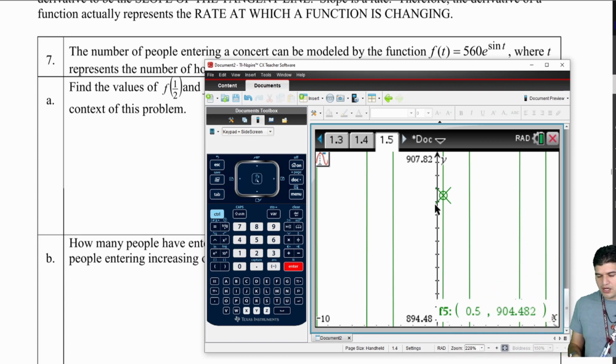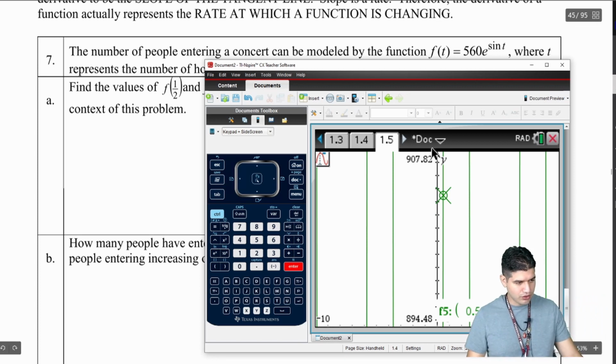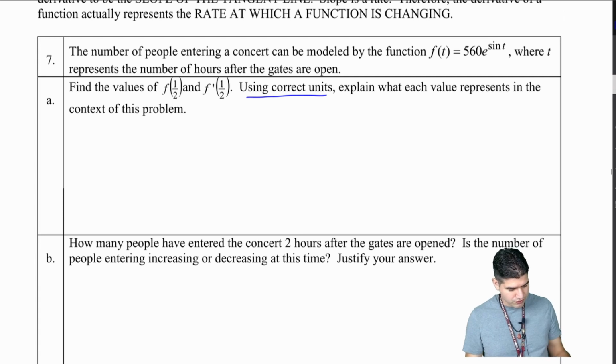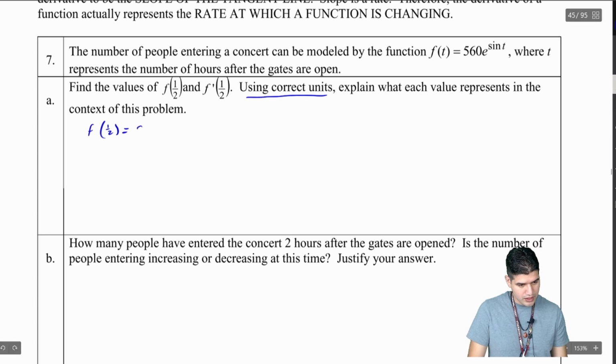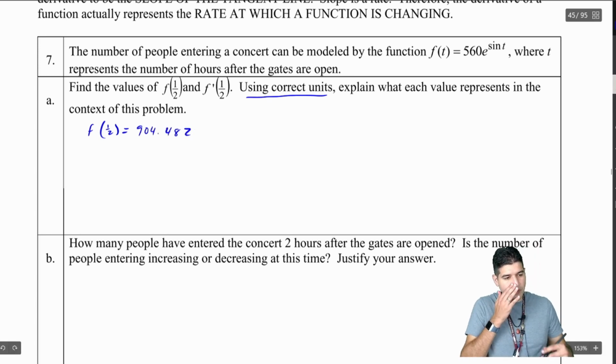So 904.482. We can just write that down. That is to 3 decimal places, but if you can, go to 4. As we do this, we're going to write down that f of 1/2 is equal to 904.482. So what does this mean?